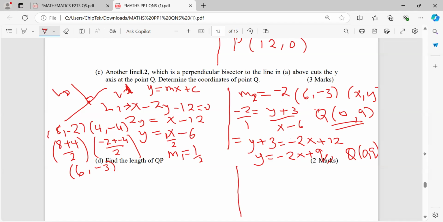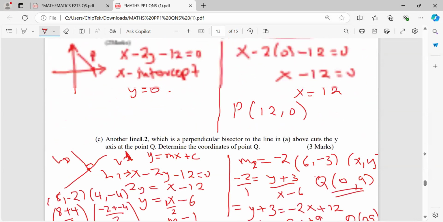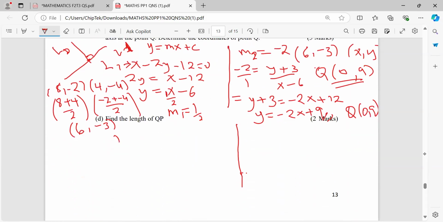Find the last question. Find the length of QP. Sawa. How do you find the length of QP? Very easy. Tayari tutajua QP. So tutafuta magnitude ya hizo mbili. So P tutajua, Q tutajua. P tutajua ni 12,0. Q tutajua 0,9. So tutafuta magnitude ya QP.